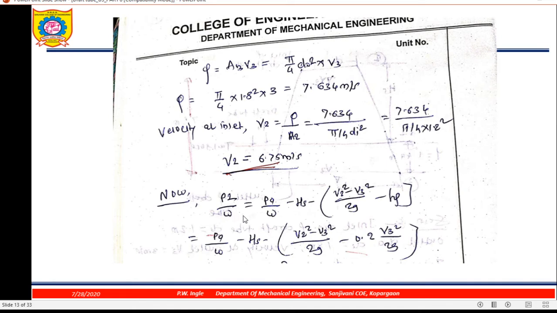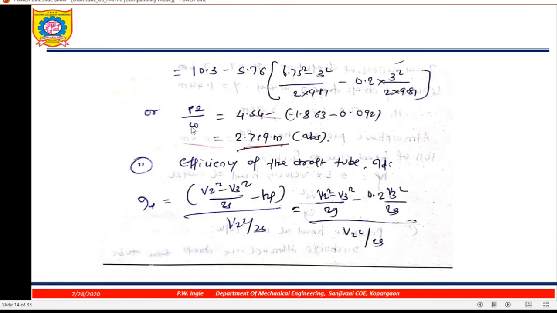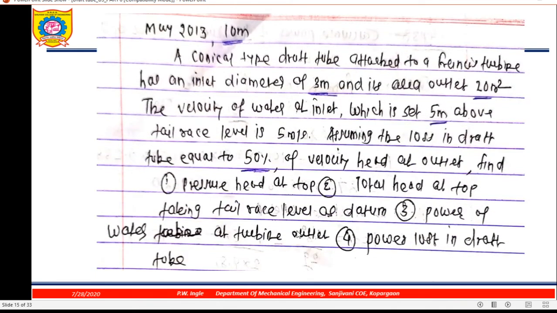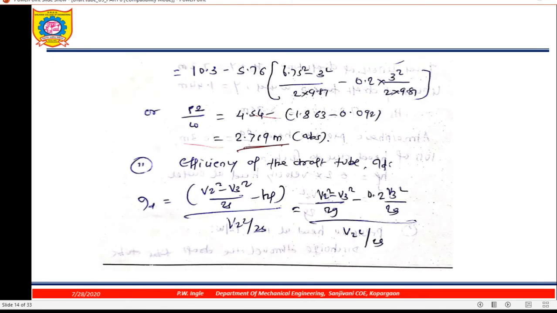So therefore now P2 by W is nothing but Pa by W minus Hs minus (V2 square minus V3 square) by 2g minus Hf. So you just put the values, you will get the answer as 2.769 meter. Now what is the efficiency of draft tube? So write down the formula and calculate the efficiency of draft tube. So here the efficiency we have to calculate. It is not given here, but it is given in the PPT. You just refer to the PPT.